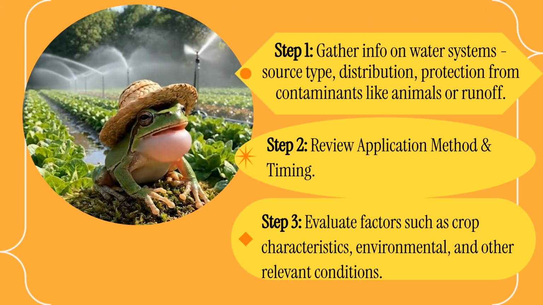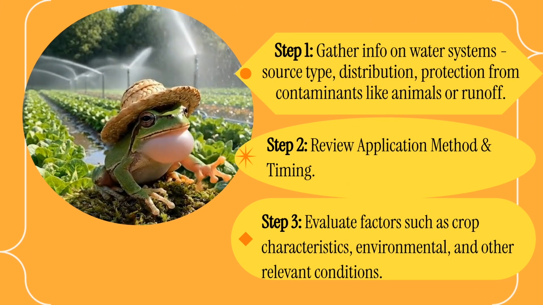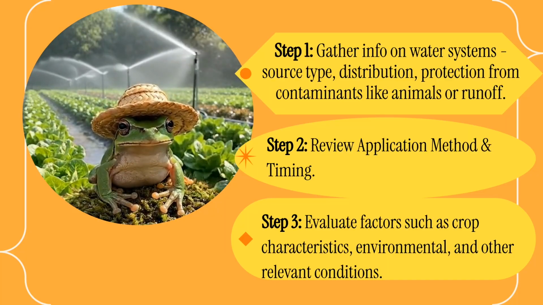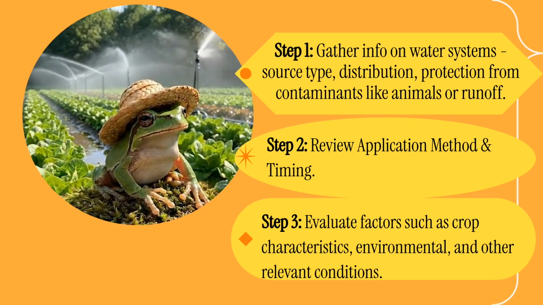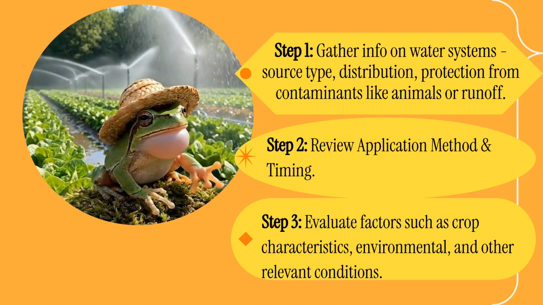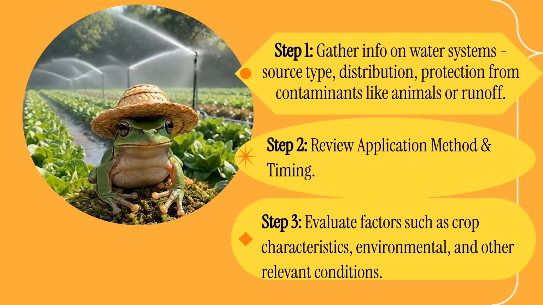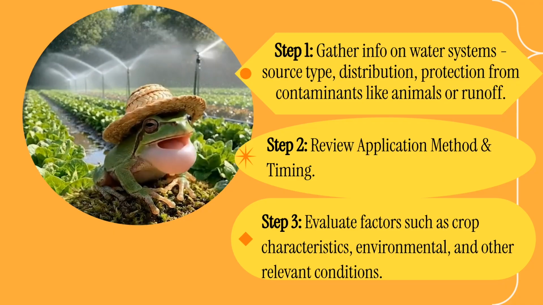Start by mapping your system and determine the degree of protection. Then, note how water contacts your crop and identify any vulnerabilities. These factors can include characteristics of the crop being grown, environmental conditions such as weather events, and other relevant factors like water testing results or historical data.